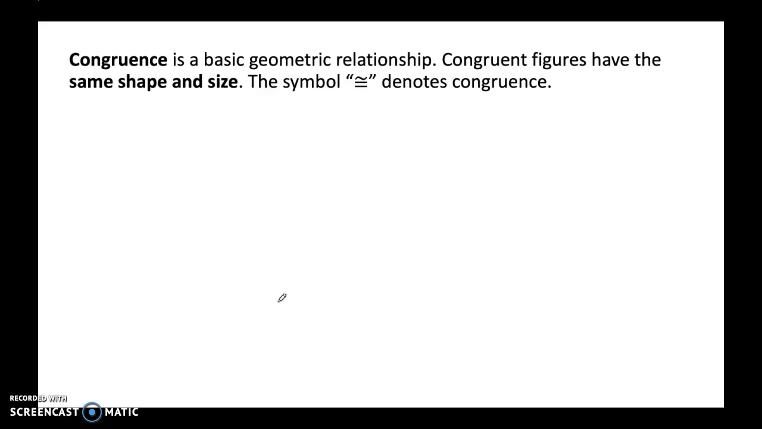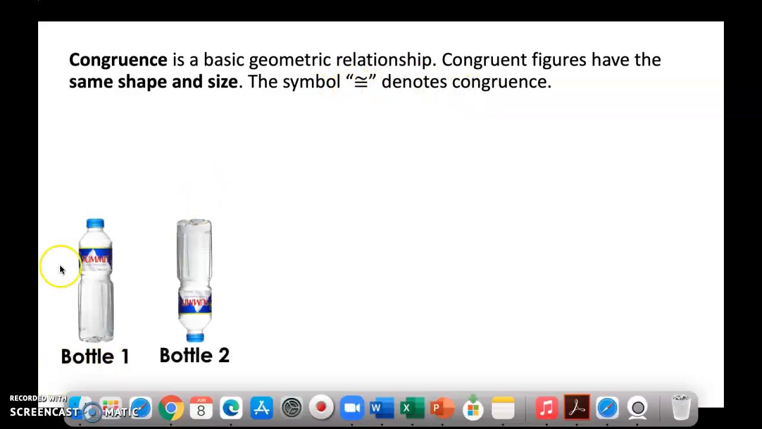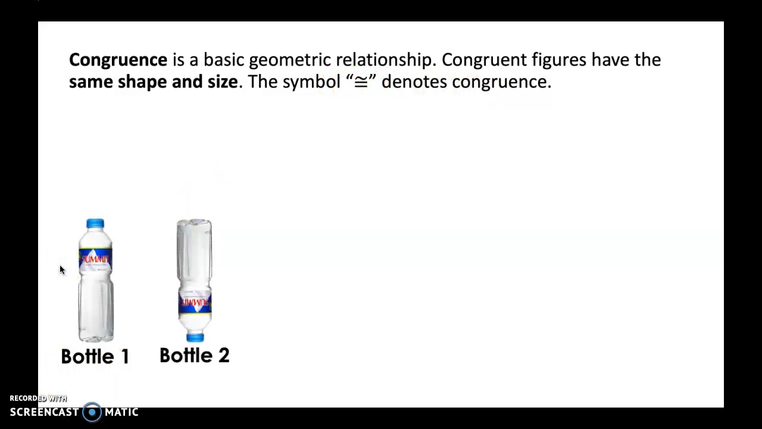Congruence. So congruence is a basic geometric relationship. Congruent figures have the same shape and size. The symbol ≅ denotes congruence. How can we determine if bottle 1 is congruent to bottle 2? They should have the same shape and size. So how can we do it? We should overlap the two bottles, and if they coincide or perfectly fit to each other, they are congruent.